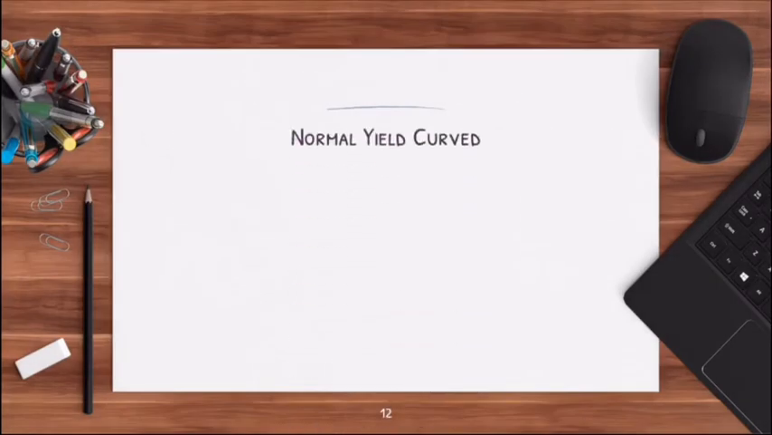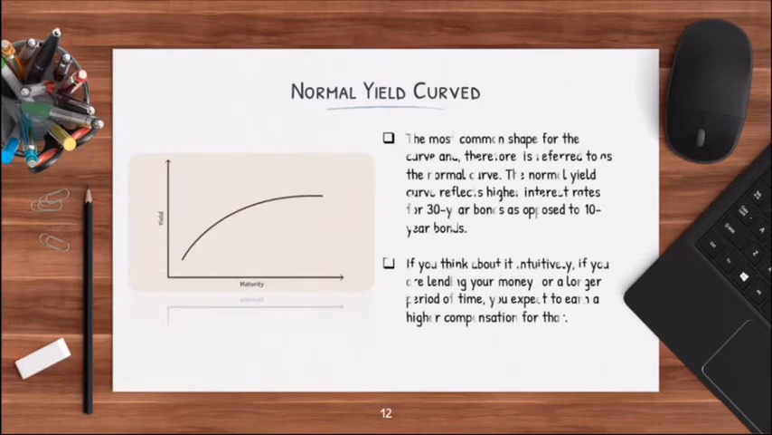The first one is the normal yield curve. This is the most common shape for the curve and is therefore referred to as the normal curve. The normal yield curve reflects higher interest rates for 30-year bonds as opposed to 10-year bonds. If you think about it intuitively, if you are lending your money for a longer period of time, you expect to earn higher compensation for that.